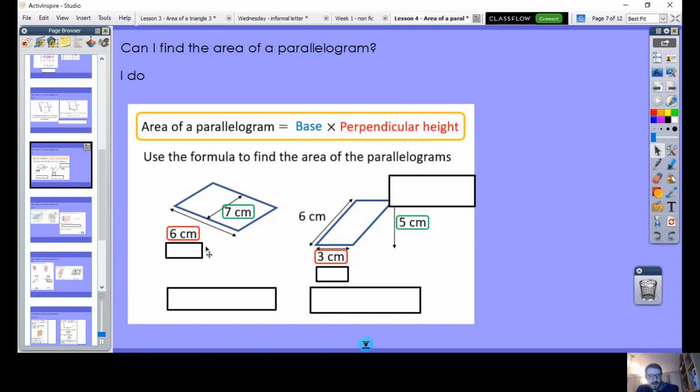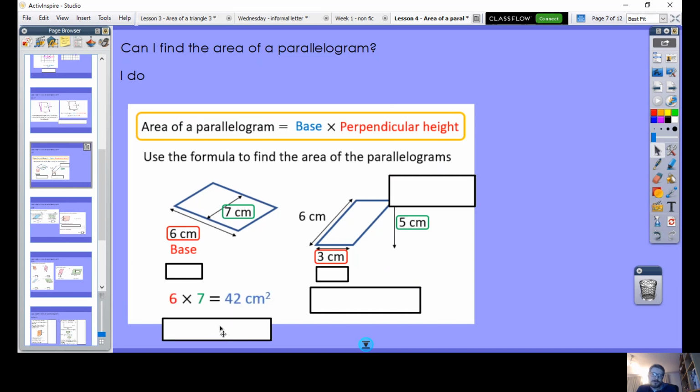So on this example over here, which line is the base? It's going to be this side here is the base, and then we can see that this is coming from the base to the top of the shape at a right angle, because this line is at a particular angle, and we've got a right angle here. So we can do 6 times 7 is 42.